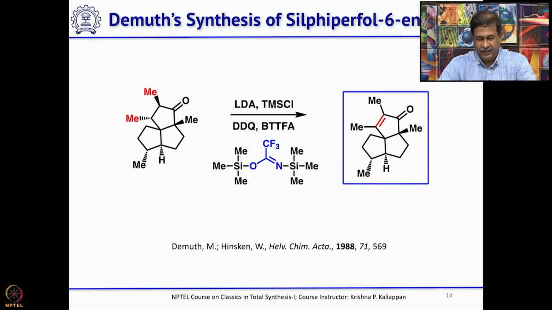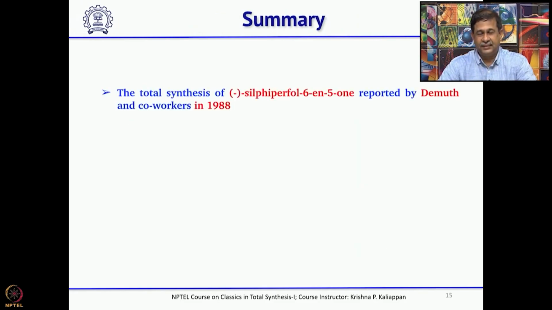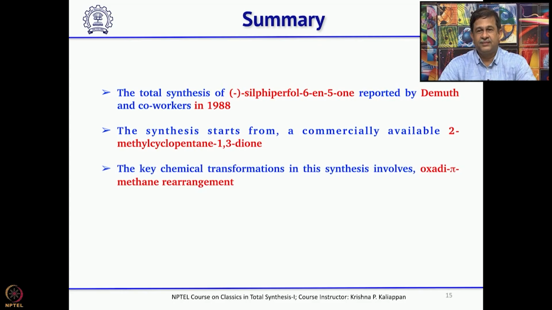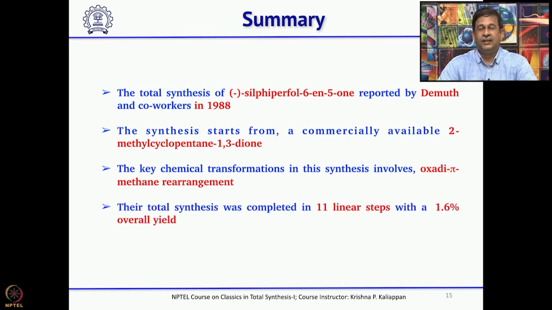Okay. So, that way if you look at this synthesis, the key step in the synthesis was the oxo-di-pi-methane rearrangement, and they started from commercially available 2-methylcyclopentane-1,3-dione, and then they used Robinson annulation as a key step to make the next starting material, that is azosparic ketone, and overall this total synthesis was accomplished in 11 longest linear steps with an overall yield of 1.6%.